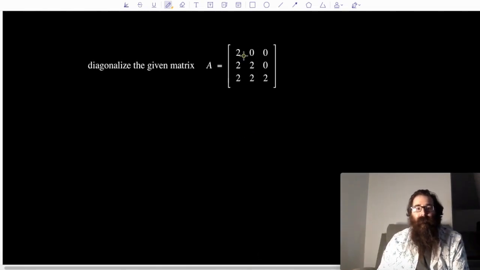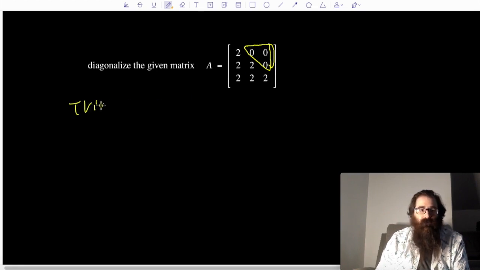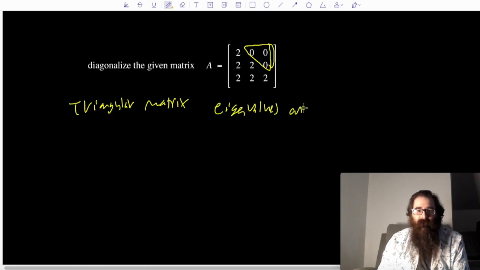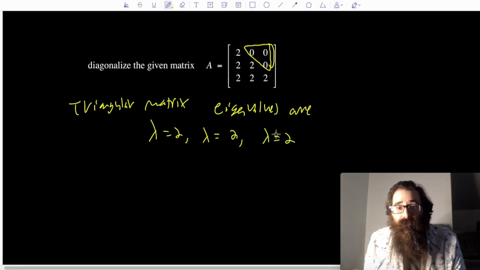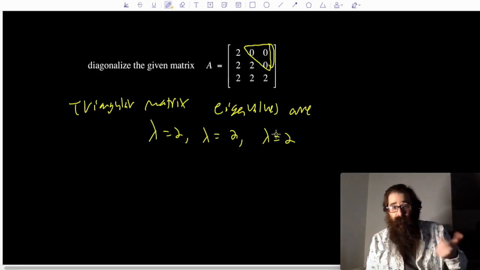Diagonalize the given matrix. I want to find the eigenvalues, but notice this is a triangular matrix. It is lower triangular. So the eigenvalues are 2, 2, 2, the entries on the main diagonal. So lambda equals 2, lambda equals 2, lambda equals 2. Or you could say lambda equals 2 with multiplicity 3, since it appears 3 times over.